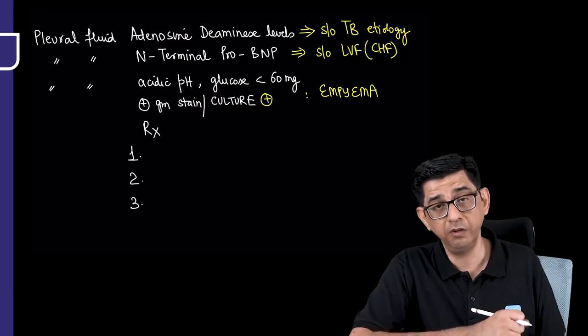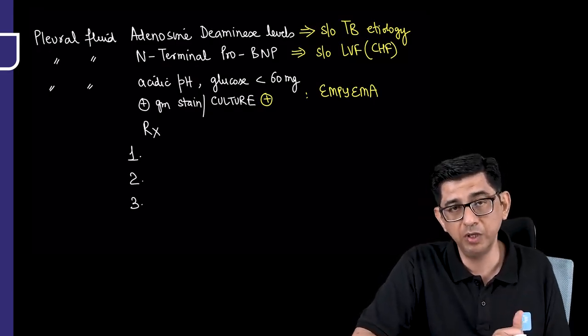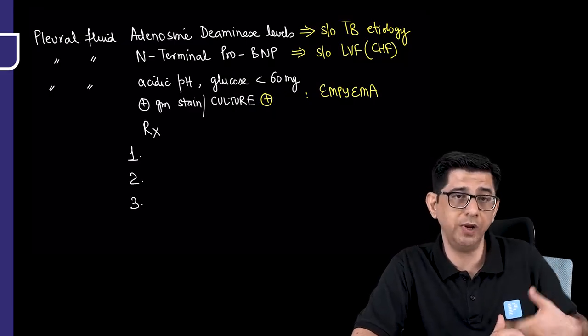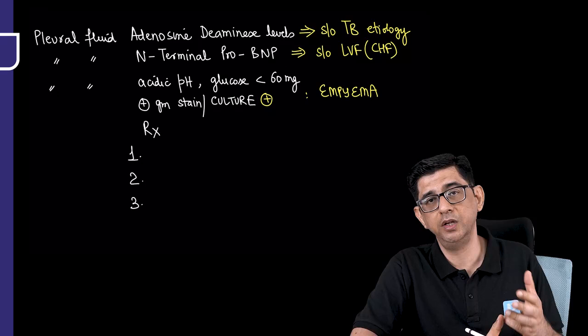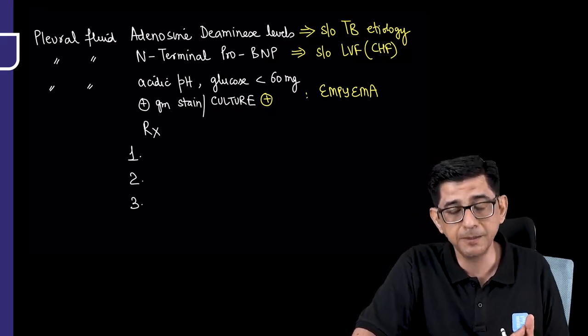I mean, the pus can navigate across the soft tissues and can come even in the subcutaneous tissue, producing a fluctuant swelling in the lower part of the chest. You read that as empyema thoracis or empyema necessitans.